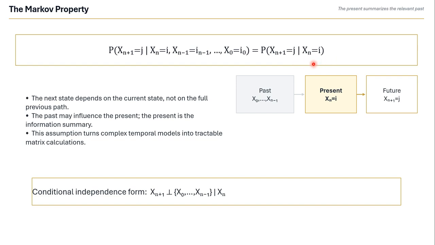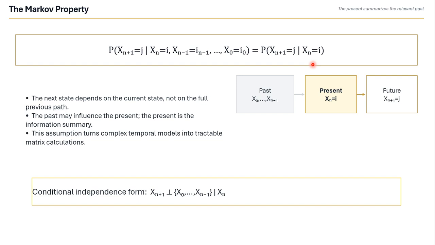This equation means that once we know the present state X_n equals i, the older states X_0 through X_{n-1} do not give extra information about X_{n+1}. The past can influence the future through the present, but after the present is known, the full past is no longer needed. This is not always true in real life. It is a modeling assumption. The art of Markov modeling is to define the state carefully so that this assumption is reasonable.